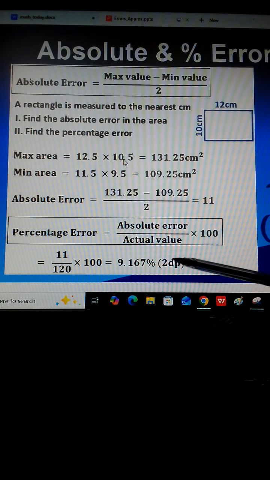Ignore this one here. So that is the percentage error, which is obtained by dividing the absolute error by the actual value of that quantity times 100. That's how we find the absolute error and the percentage error.